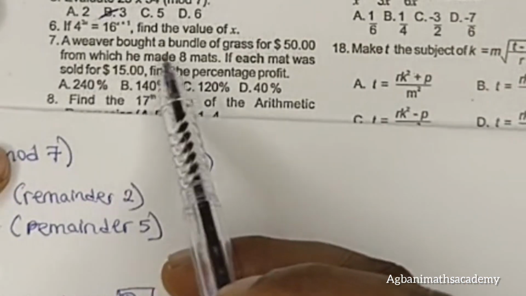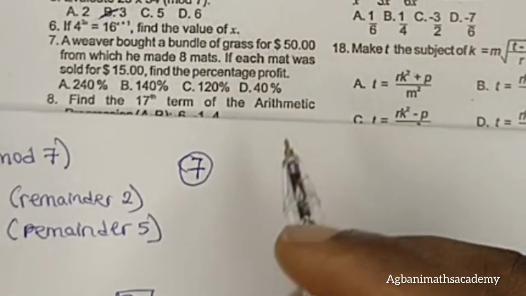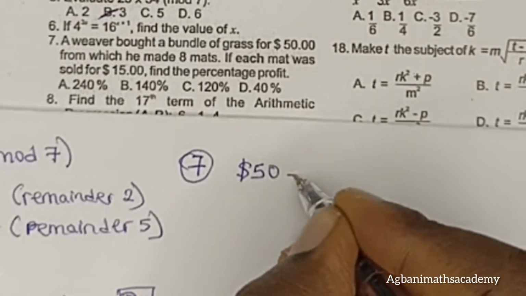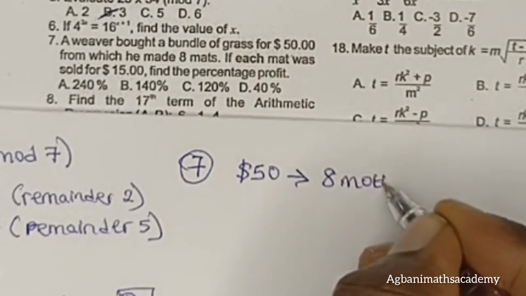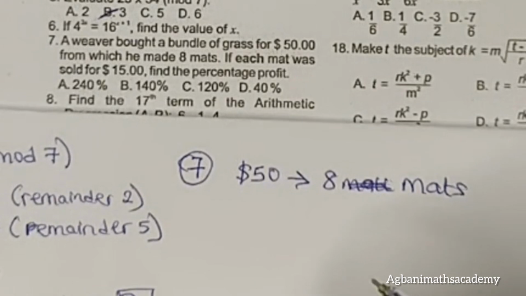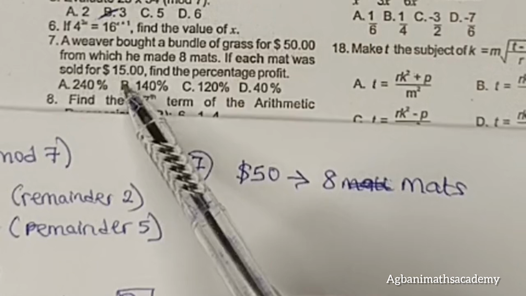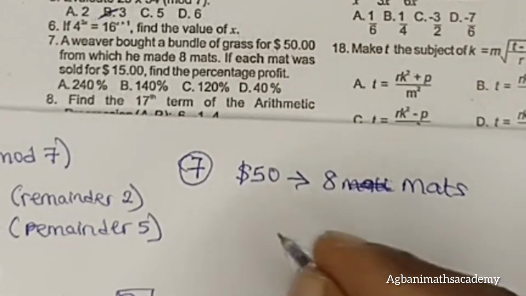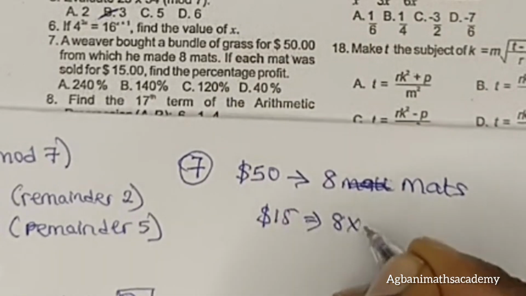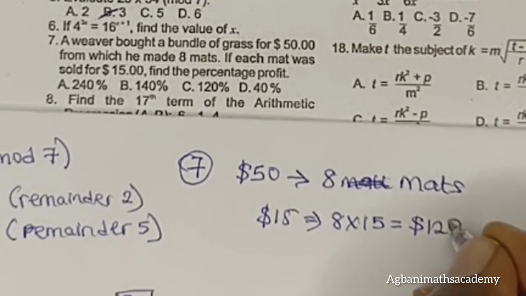We have a weaver bought a bundle of grass for $50, from which he made 8 mats. So from the bundle of grass he bought for $50, he made 8 mats. He made 8 mats. Next, if each mat was sold for $15, find the percentage profit. So each mat was sold for $15. Therefore, 8 mats is sold for $120. So 8 mats was sold for $120.